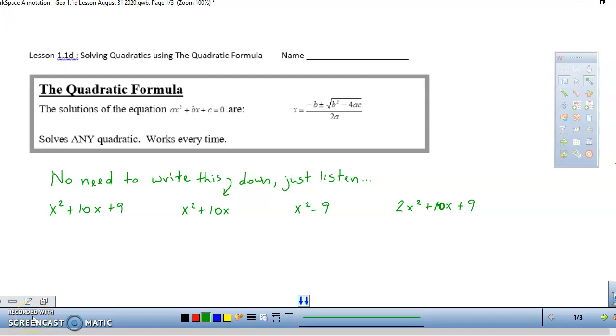Hello, geometry. So we are going to go on to the quadratic formula. There's a couple of things that I just wanted to go through with you. There's no need to write all of this green stuff down. Just listen to what I'm going to say here.